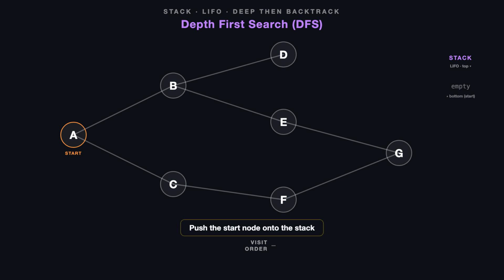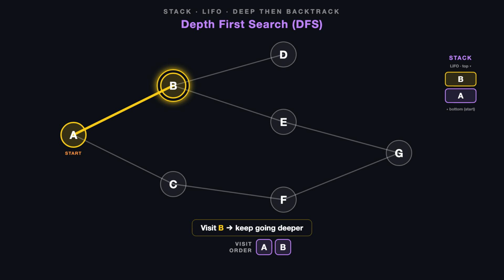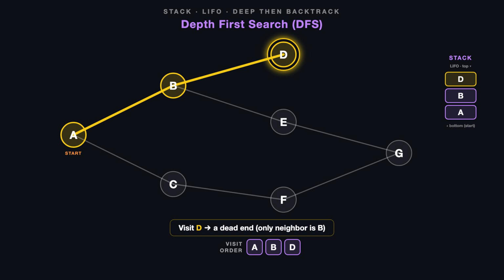Now depth first search. DFS, same graph, same start, but instead of a queue, it uses a stack. Last in, first out. And that one change flips everything. Instead of fanning out, depth first plunges. It follows one path as deep as it can go before it ever considers a sibling. Start at A. Go to its first neighbor, B. From B, go deep to D, D is a dead end, its only neighbor is back at B.